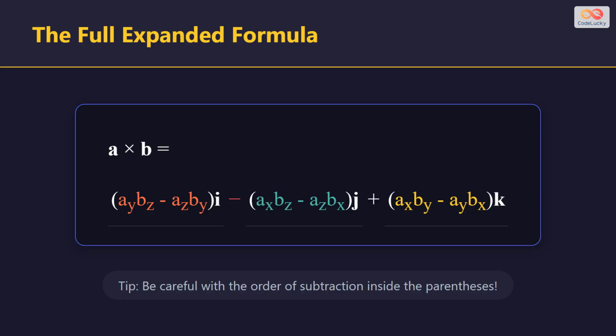Putting it all together, we get this complete formula. It looks long, but if you follow the matrix method step by step, you don't need to memorize this entire string of letters. Just remember the pattern of crossing out rows and columns and multiplying diagonals.